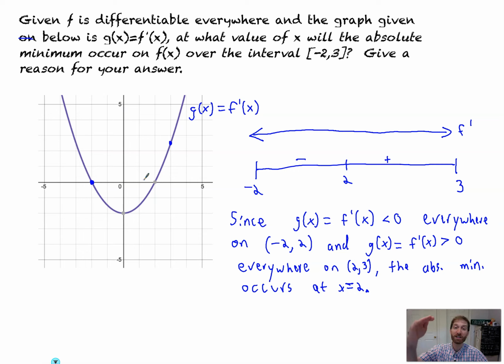That means that f is going down the entire time until we get to x equals 2. Then it's going to go up the rest of the way after that, which makes for an absolute minimum at x equals 2. Isn't that cool? So that's a different way of justifying an absolute min or max. Slightly harder. You see that every once in a while.